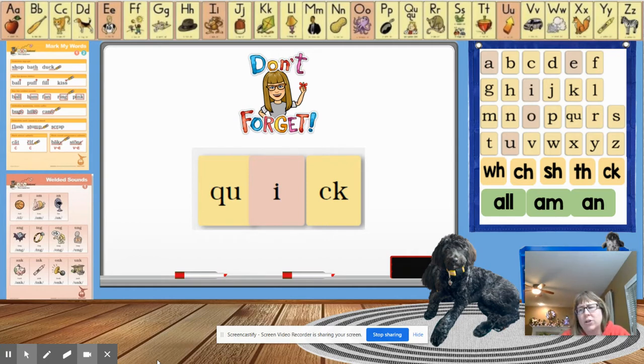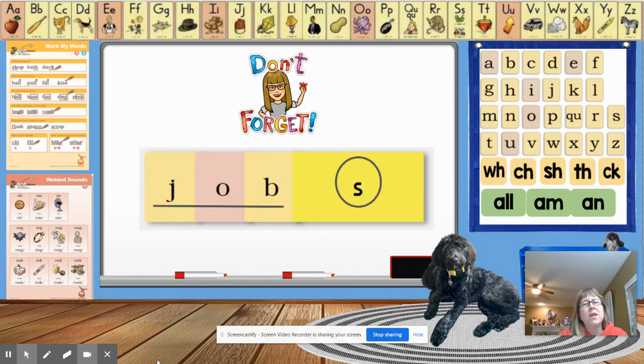How would I mark the word quick? Who can tell me? That's right. I would underline my CK because it's a digraph. Good. Okay. Does this one have a suffix s? Yes or no? 1, 2, 3. That's right. Thumbs up. It certainly does because there's my suffix card, my big yellow card. Your teacher's going to pick on someone to read this word.